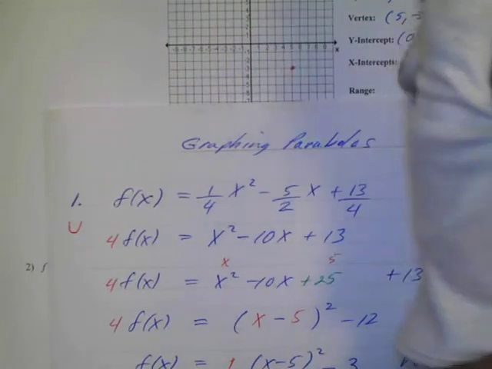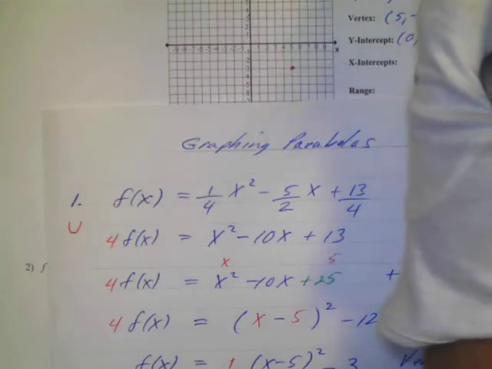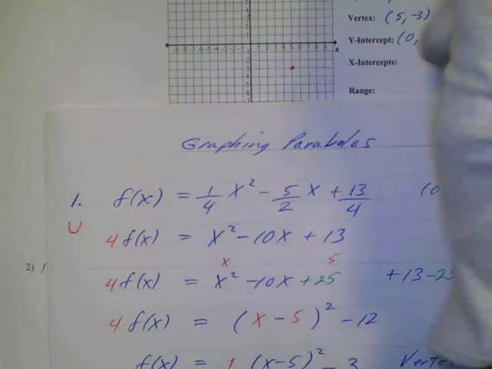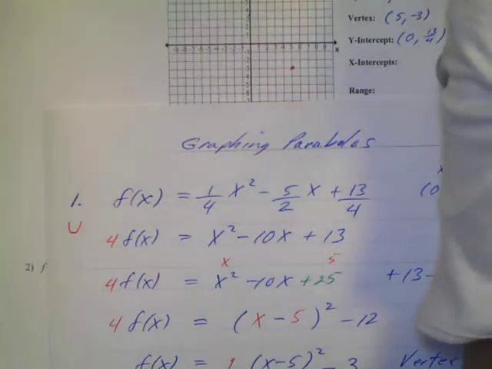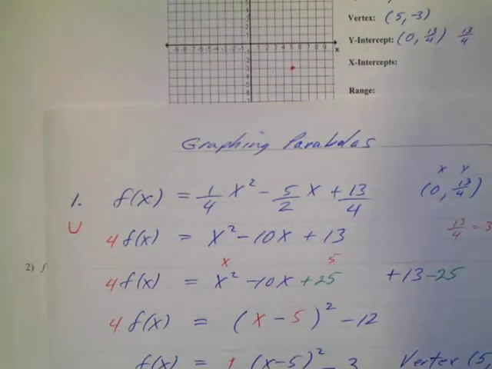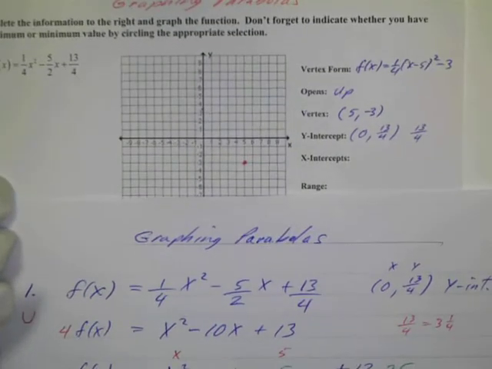Opens up. And the vertex form, we already have this now. That's going to be 1/4 x minus 5 squared and minus 3. Okay, so we got all this stuff. Oh, sorry, there you go.